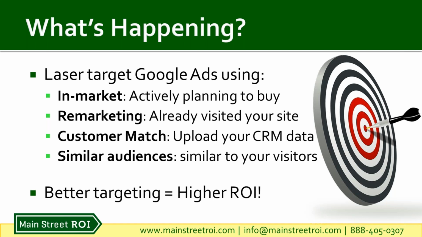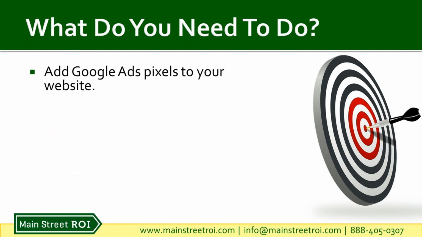So obviously, better targeting with any type of advertising is going to lead to higher return on investment. So the first thing I would do, if you haven't done this already, I would add the Google Ads pixels to your website. So you'd go through, set up a Google Ads account, and then you go into the audiences section, get the code that you need to add to your site, add that to every page. Once you do that, then you'll automatically start creating a remarketing list audience that you could target later.